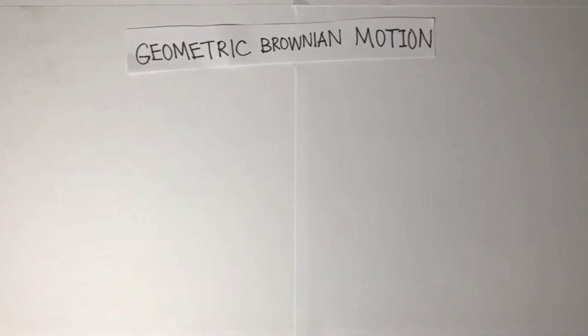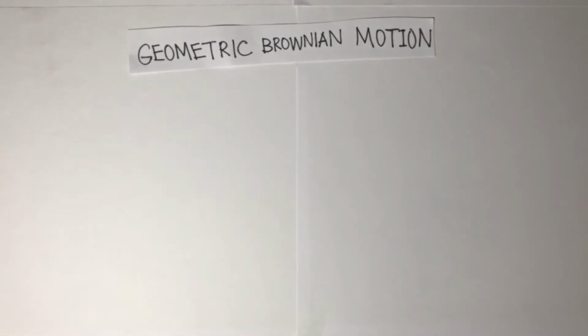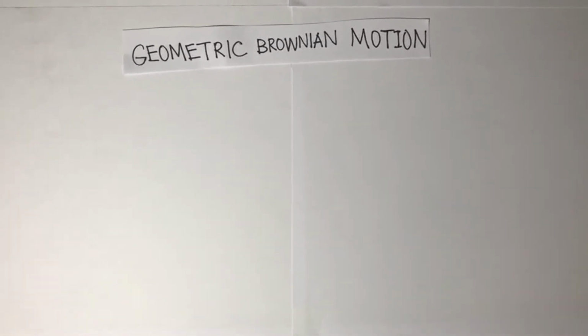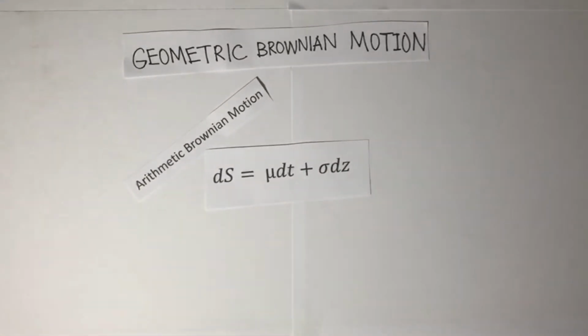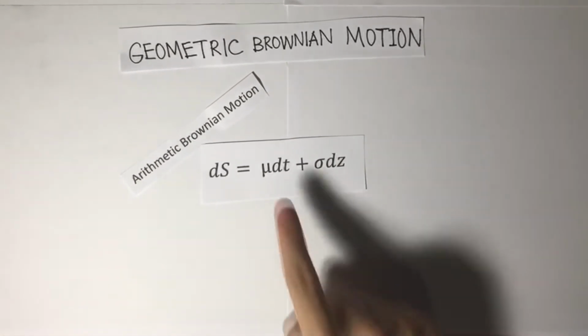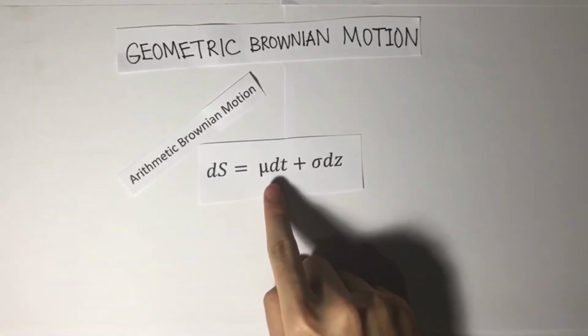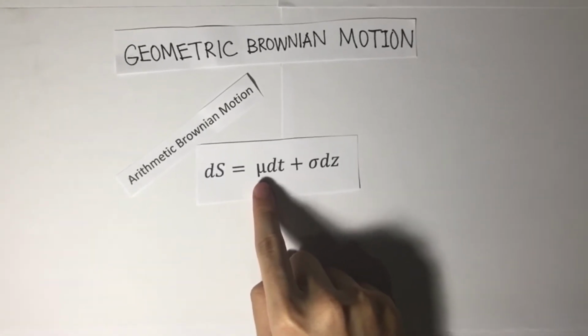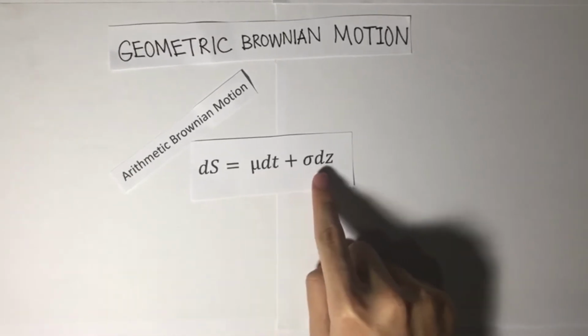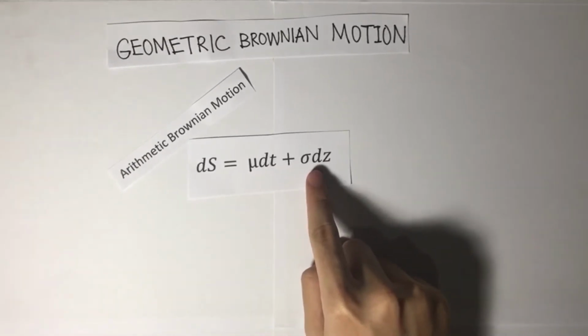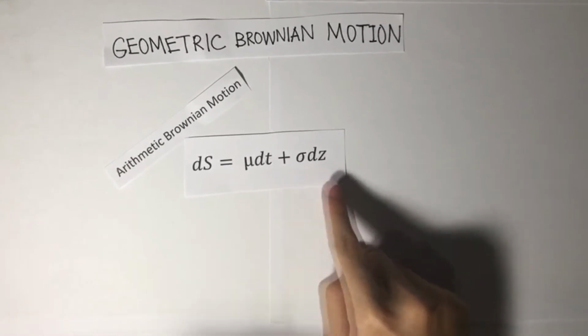First, geometric Brownian motion. Initially, there's a generalized Wiener process called arithmetic Brownian motion, which shows changes in stock price that come from two terms. First, the drift term, which represents the expected return of the stock given a very small change in time. Second, the variance term, which represents volatility in stock price given dz, which comes from this formula.